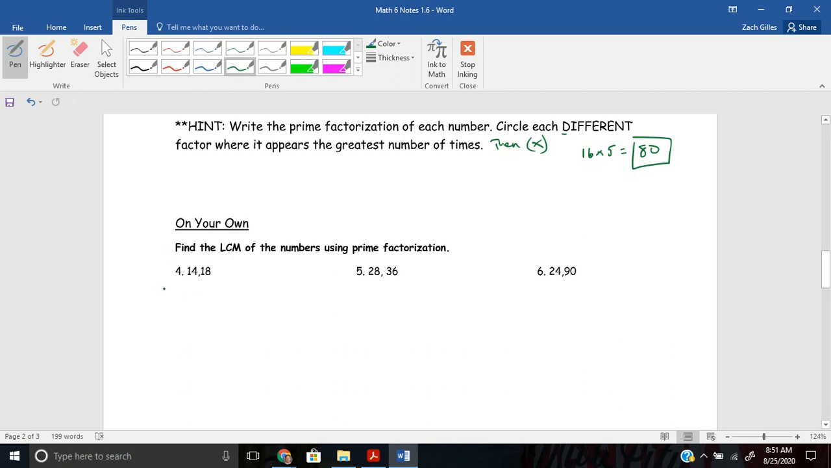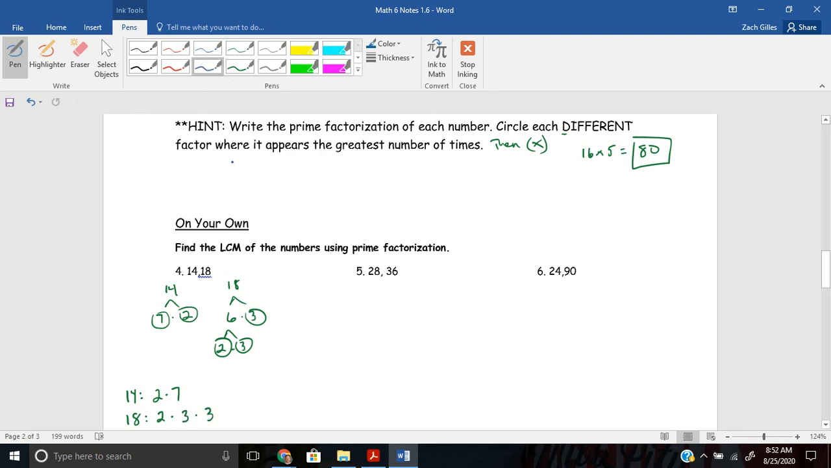So first, start by making the factor trees. So 14 and 18. 14 would be 7 times 2, and both of those are prime numbers, so I can stop right there. And 18, I could do 6 times 3. 3 is prime. And then I could break down 6 into 2 times 3. And those are both prime. So again, then I'll write out the prime factorization. So 14 is 2 times 7, and 18 is 2 times 3 times 3.